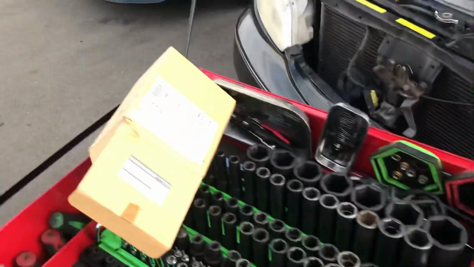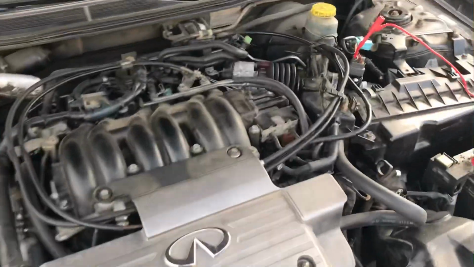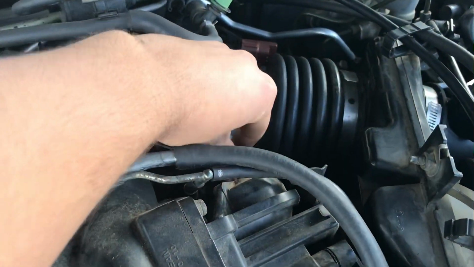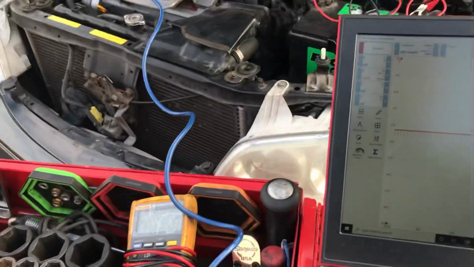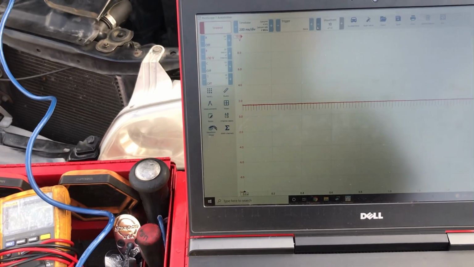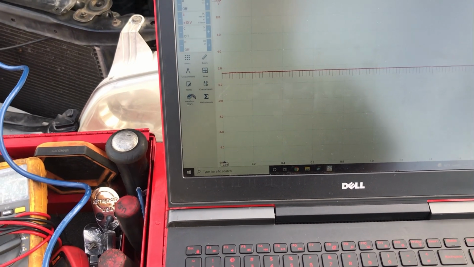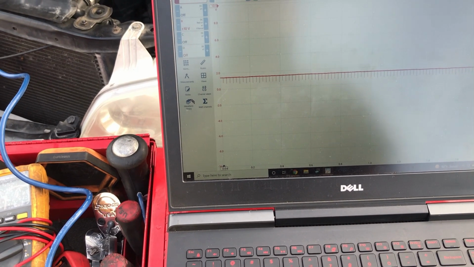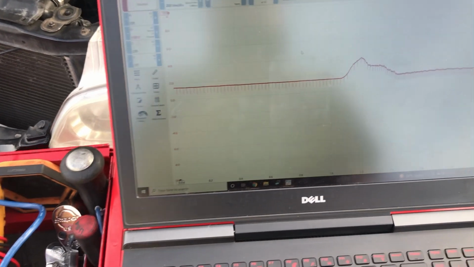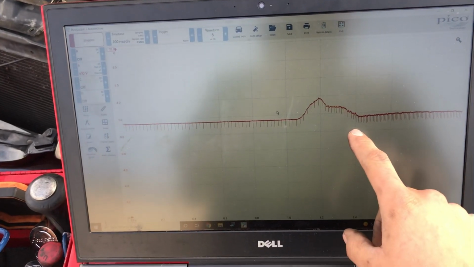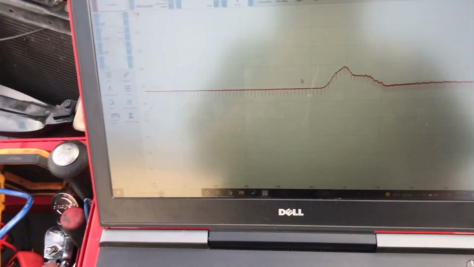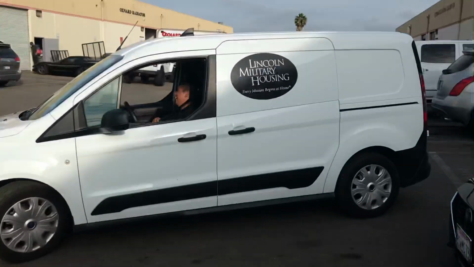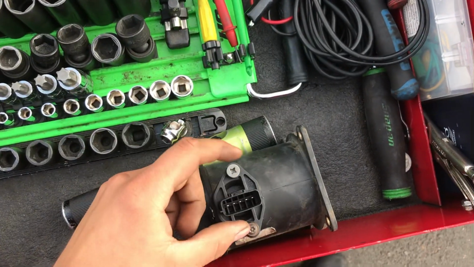So let's go ahead and give it some gas here. Oh yeah, nice snap throttle. It would not do that before, guarantee you. Again, I didn't think of making a video till now. So there it is, we have some response. Before we wouldn't have any response, now we definitely do. So it was definitely the mass airflow.